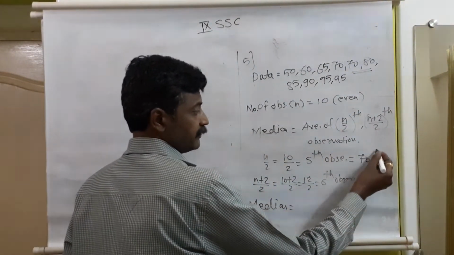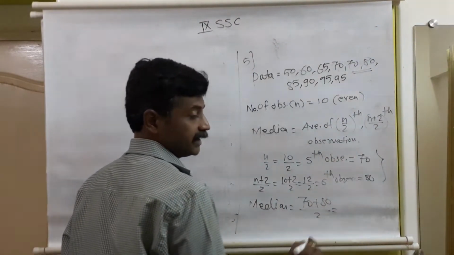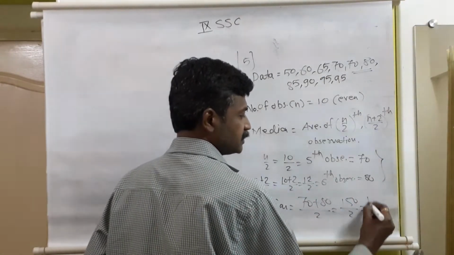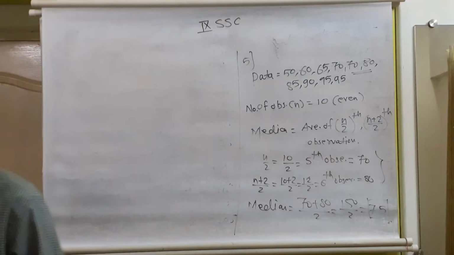So the median will be equal to the average of these two observations, which are 70 and 80. So 70 plus 80 upon 2, that is 150 upon 2. The answer is 75. So the solution for question number 5: median is equal to 75.